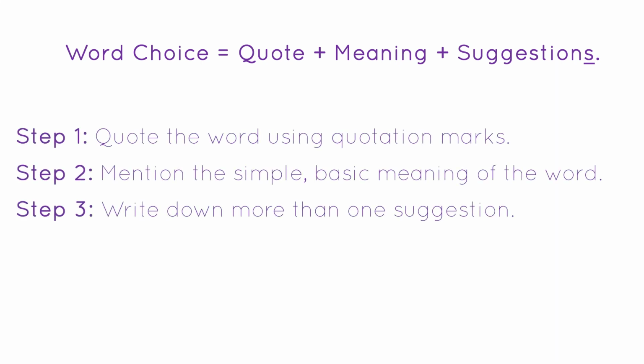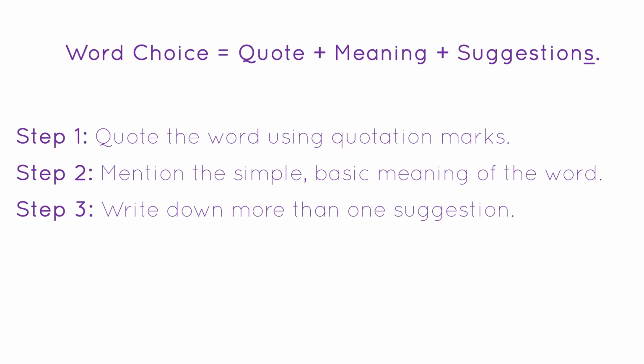Step 1 is quote the word using quotation marks. Please use quotation marks. So many people leave them out. Step 2 is mention the simple basic meaning of the word. That's that first window. When we looked at the 2 windows in the earlier videos, that first window is what does the word mean? And the third step is that second window, the whispers, the suggestions. Write down more than one suggestion, please. Write down as many as you can think of in the time.